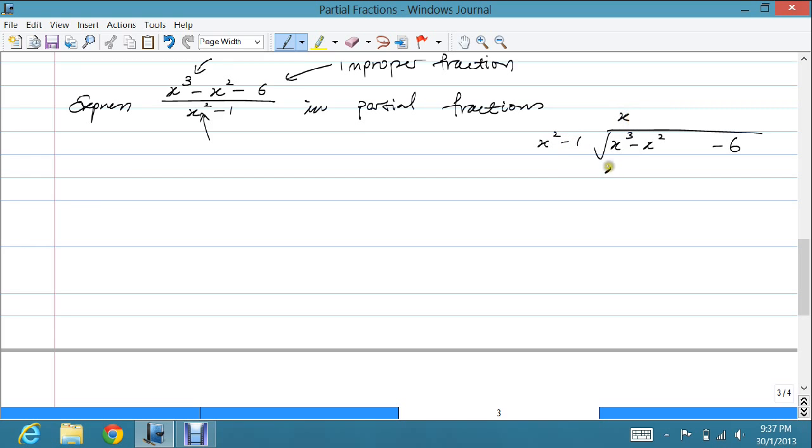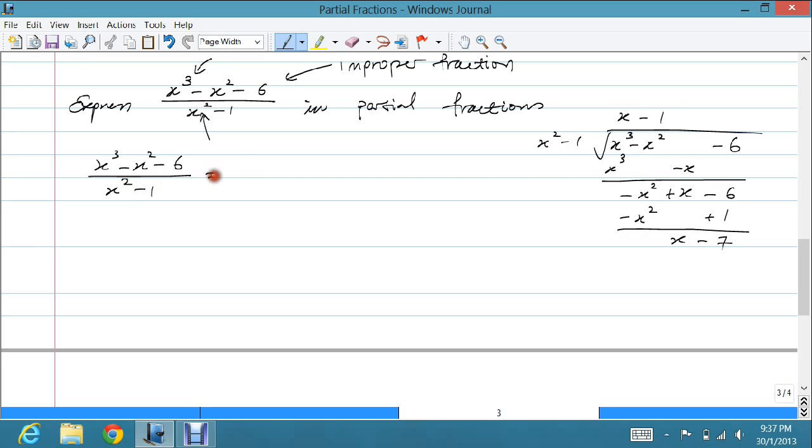So we have x cubed minus x, negative x squared plus x minus 6 minus 1. So you get negative x squared plus 1. So you end up with x minus 7. So in this case, I can express my fraction in the form of quotient plus remainder over the divisor, just like what we did with numbers.